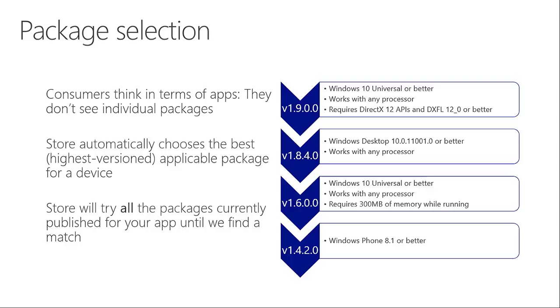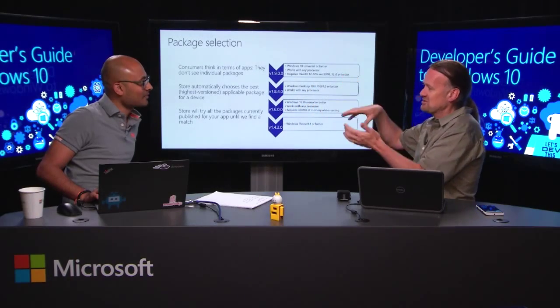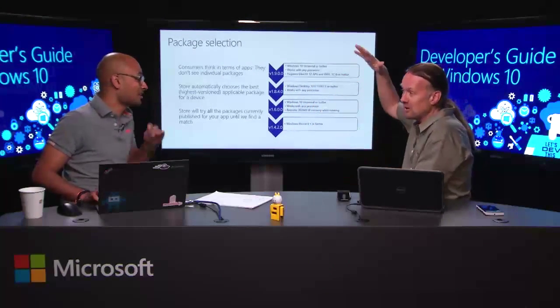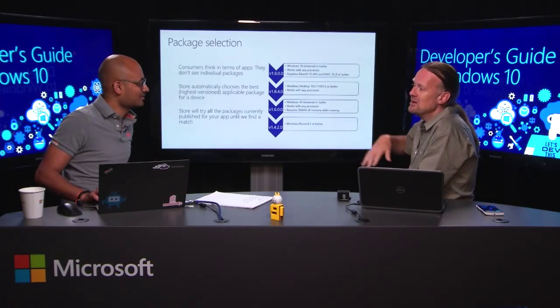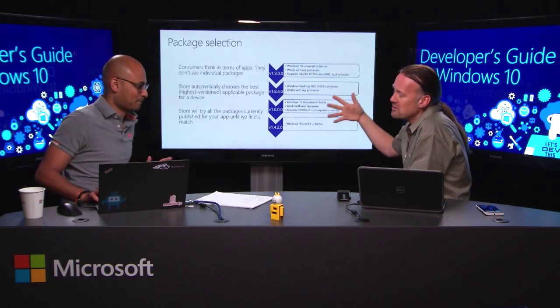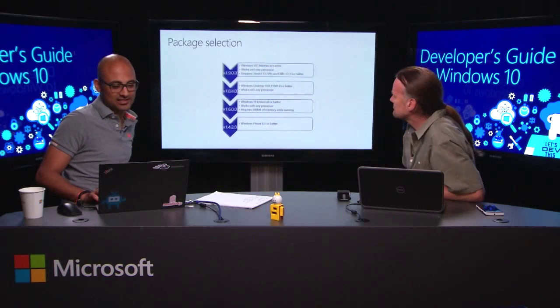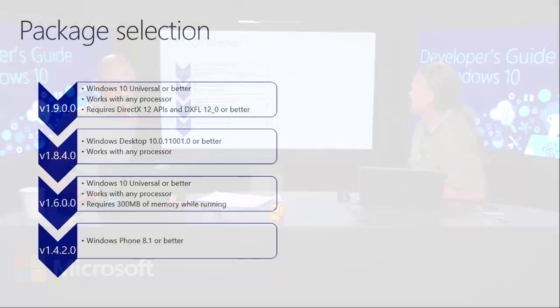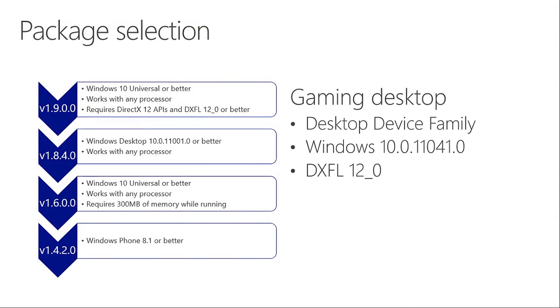So this is important. When you submit an app to the store, you haven't got one shot at it. The store is maintaining multiple different levels of your package, and it will do the best fit for any particular client. Exactly. So let's walk through a couple of those maybe. All right. So let's try a gaming desktop. A gaming desktop obviously requires the desktop device family. It requires a version of Windows. In this case, we've got 11.0.41. Yeah, exactly. And DXFL12.